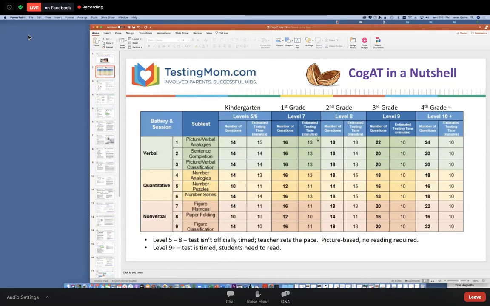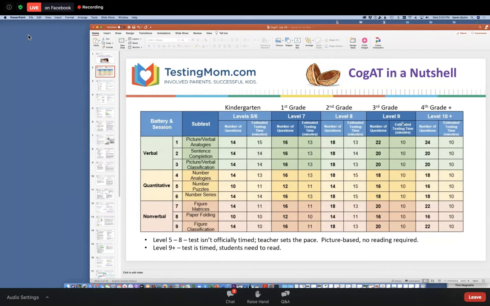Now, for younger students, kindergarten to 2nd grade, the test is actually not officially timed. If it's given as a group test and a teacher is presenting the questions and moving the kids through it, she or he will get an estimated time that the test will take. But it's not officially timed. If it takes longer, it's fine. They let the kids go longer. But as you get older, it is timed. From level 9 and above, it will be timed.